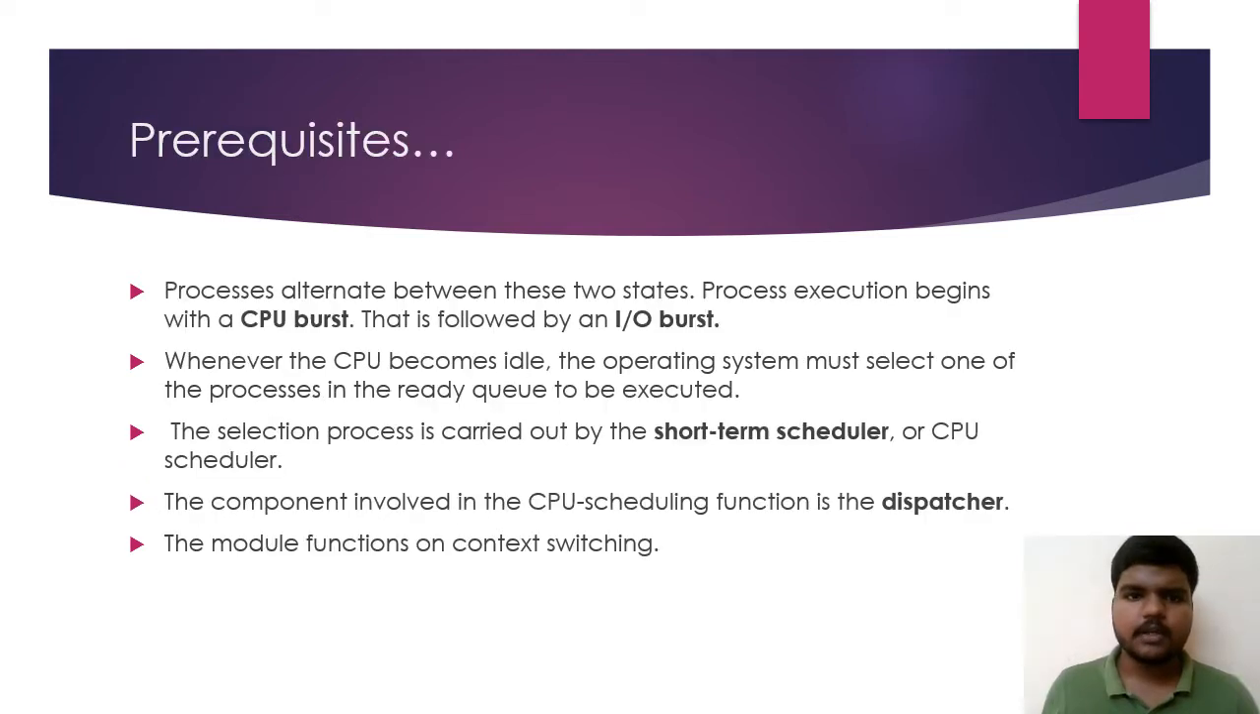Before diving into the topic, we are going to discuss a few basics needed for understanding CPU scheduling. Whenever a process is in the CPU, it has only two states: either CPU burst time or IO burst time. Whenever the CPU gets idle, the operating system must select one of the processes in the ready queue to be executed. This selection is carried out by the short-term scheduler, or CPU scheduler. The component involved in CPU scheduling is the dispatcher, the module which is used for context switching.